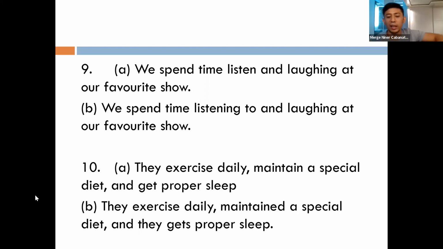Correct. Number 10, they exercise daily, maintain a special diet, and get proper sleep. Or, letter B, tingnan nyo. They exercise daily, maintained a special diet, and they get proper sleep. Number 10, letter A or letter B?